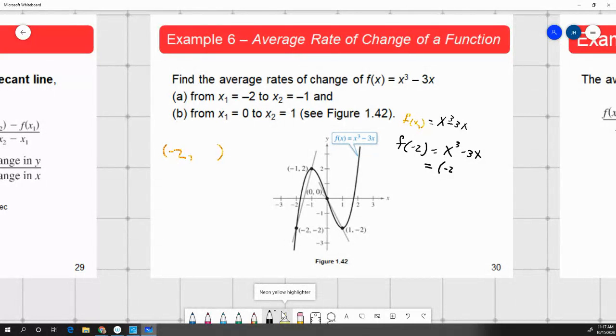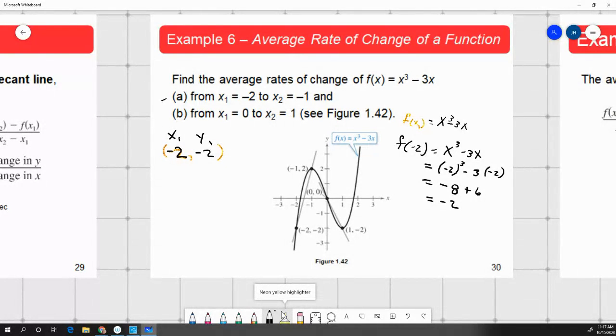Now I'm going to put them in parentheses, whatever I plug in, my x values, because I want to know that I'm cubing that negative as well. Right? So here I'm going to have -2 times -2 times -2, which is -8. -3 times -2 is +6, which is going to give me a solution of -2. So I know that this point is going to be -2, -2, right? Now, that's just my x1, y1.